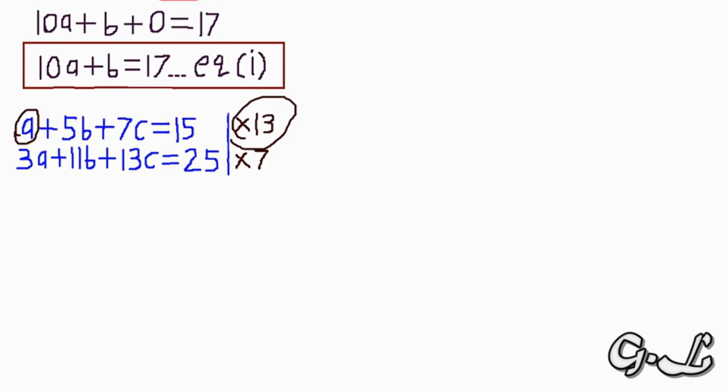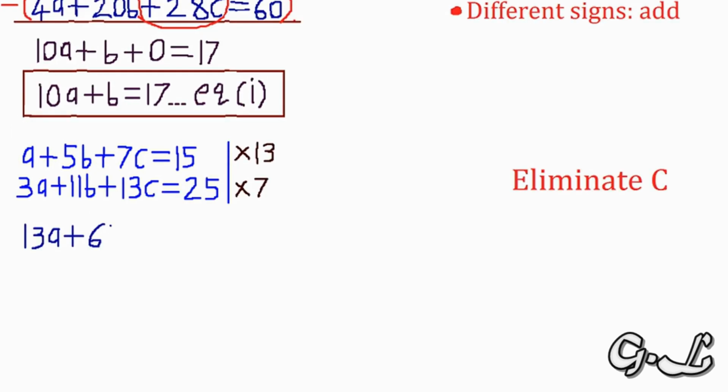So you're going to start with the first part. You're going to say a times 13, it will give you 13a. So again, 5b times 13 will give you 65b. Again, 7c times 13 will give you 91c. Again, 15 times 13 should give you the value which is 195.